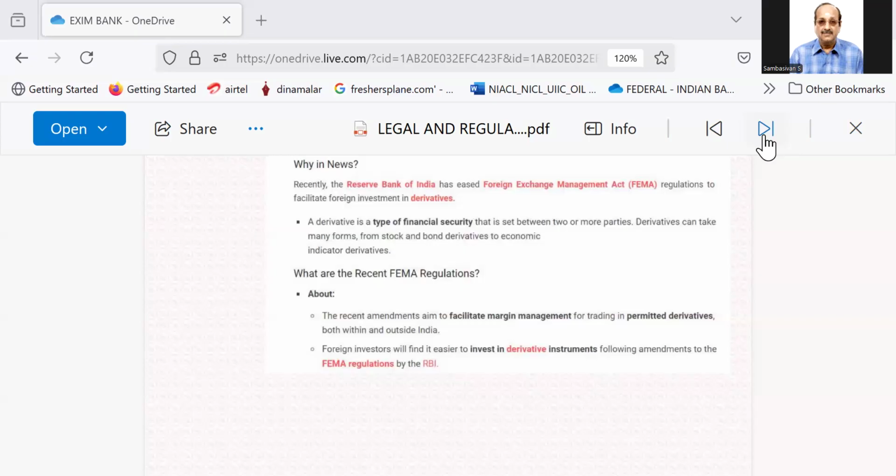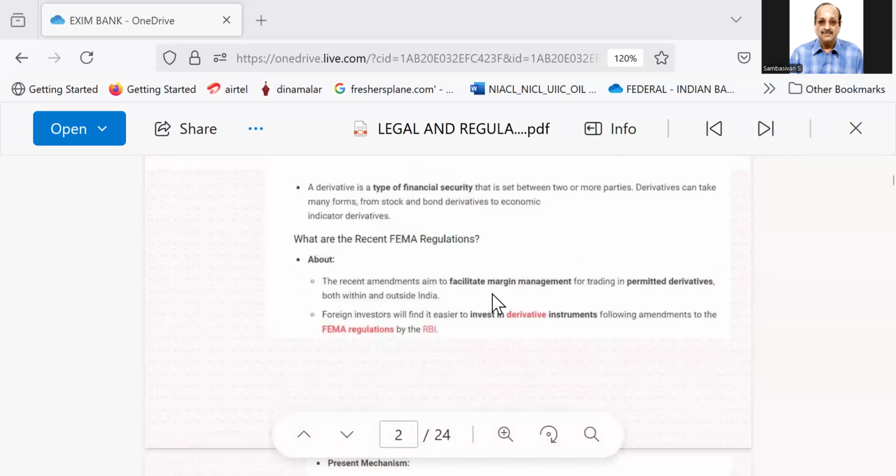What are the recent FEMA regulations? The recent amendments aim to facilitate margin management for trading in permitted derivatives both within and outside India. Foreign investors will find it easier to invest in derivative instruments following amendments to the FEMA regulations by RBI.